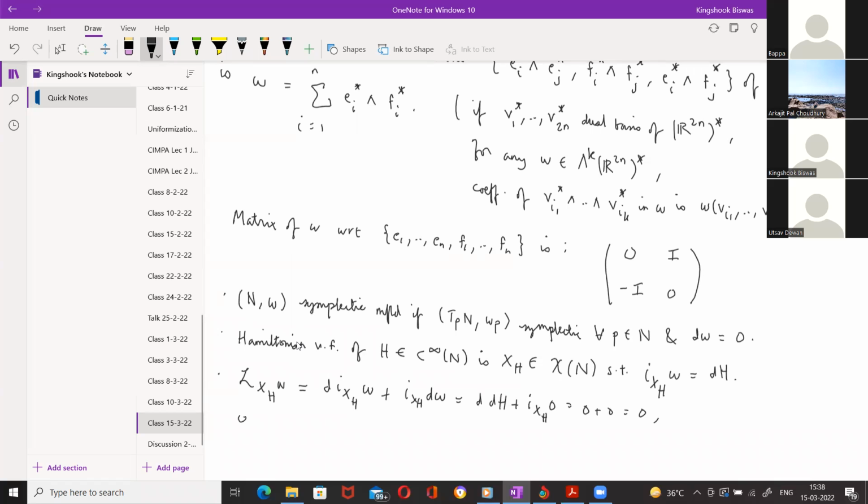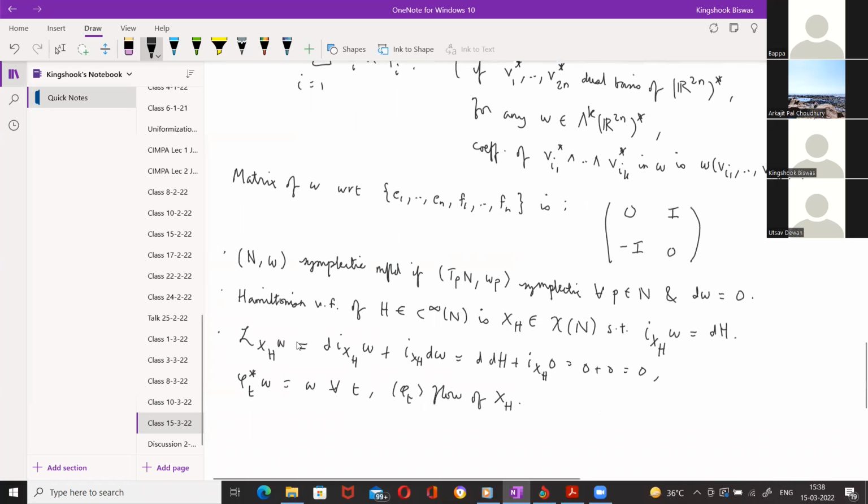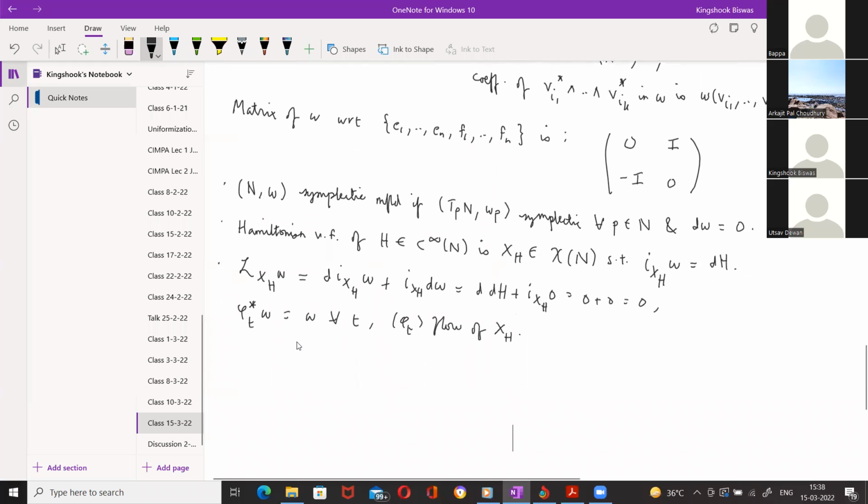So phi_t star of omega is omega for all t, where phi_t is the flow of X_H. This is also called Liouville's theorem, that the flow of any Hamiltonian vector field preserves the symplectic form.